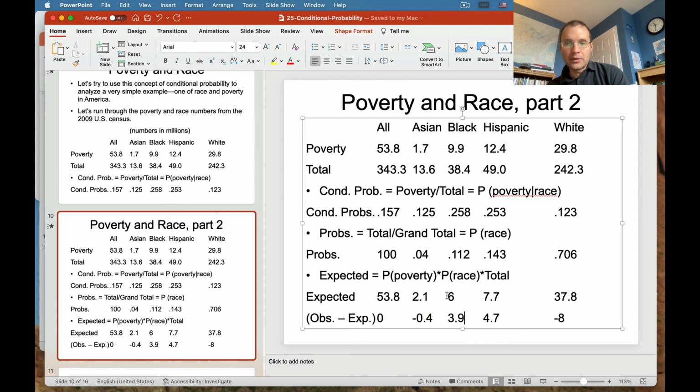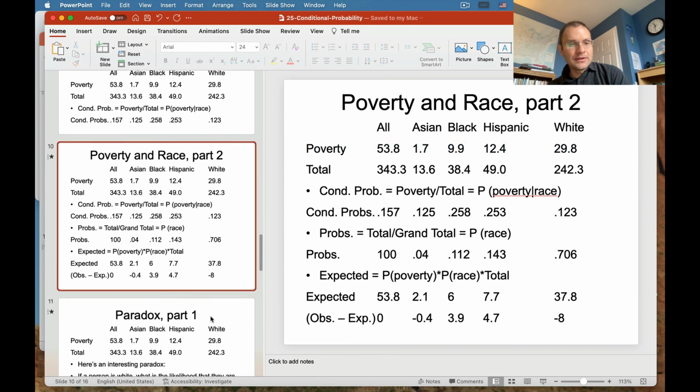So the other ones, this is going to be 9.9 minus 6 for black people. That leaves us with a difference of 3.9. So on and so forth for the other two groups as well. And basically what we get here is a little bit of deviation from 0 on the positive side there, on the negative side there. Basically trying to see how well this row matches up with this row.